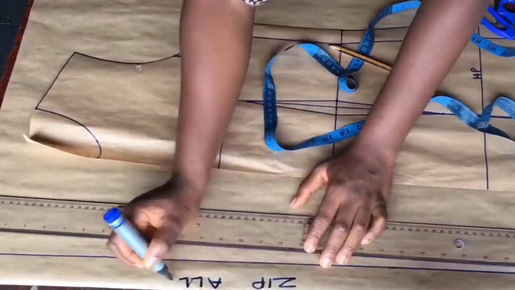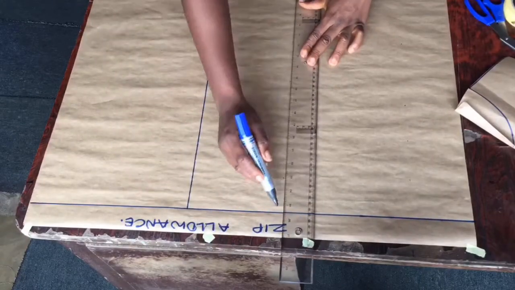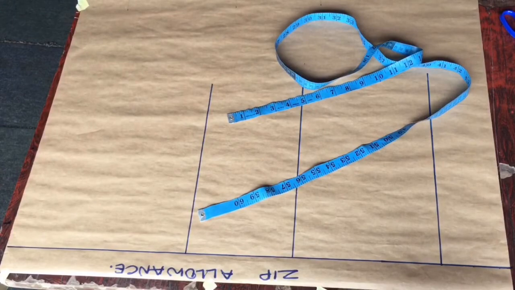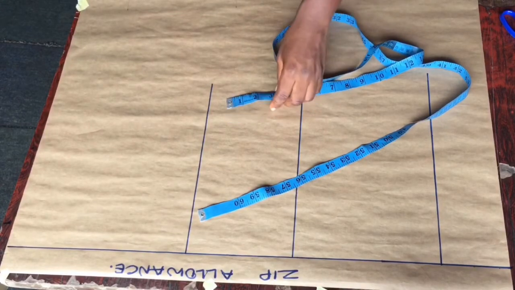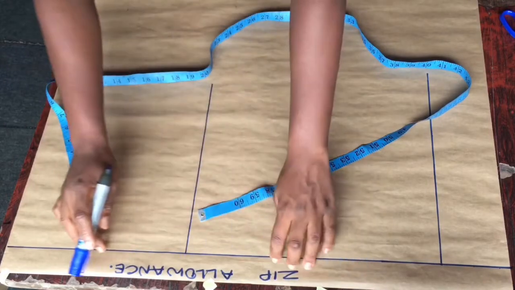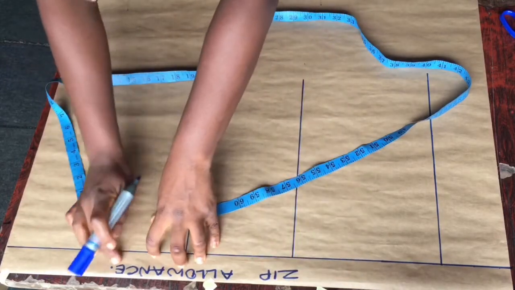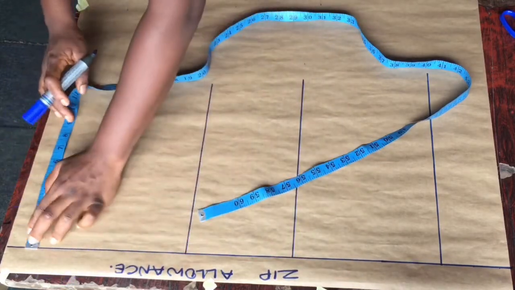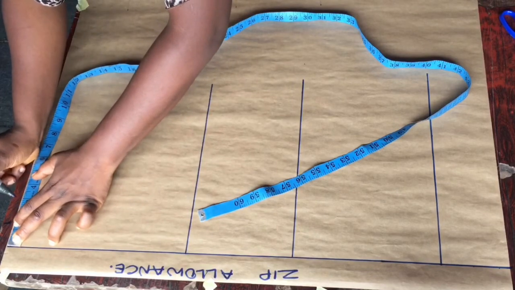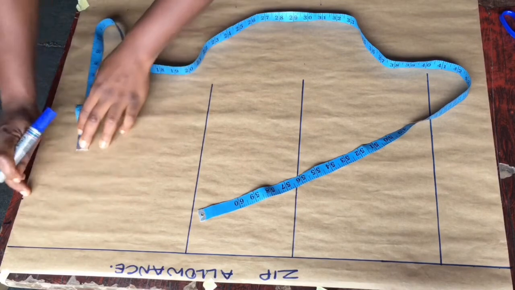So I marked 1.5 zip allowance and I retraced the line I did in the front. So now I am going to measure my neck from that point, from that particular line. Yes, so I am going to place my tape there and mark 3 inches. Remember, I'm using the standard neck, 3 inches.